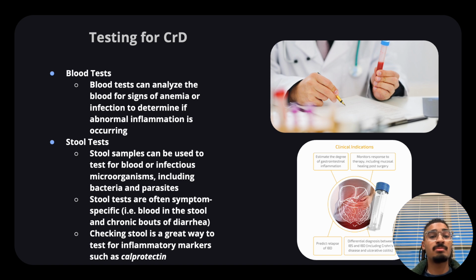However, stool tests can also be used to further determine whether or not a person has Crohn's disease, in which you test the stool for blood or infectious microorganisms, including bacteria or parasites. If bacteria or parasites are in the stool, that can be a marker for whether or not a patient might actually be developing or have Crohn's disease. And stool tests can also be symptom specific, as in you can test for blood in the stool, another symptom of Crohn's disease, or chronic bouts of diarrhea. And checking the stool is a great way to check for inflammatory markers such as calprotectin. And calprotectin is a great marker for Crohn's disease.